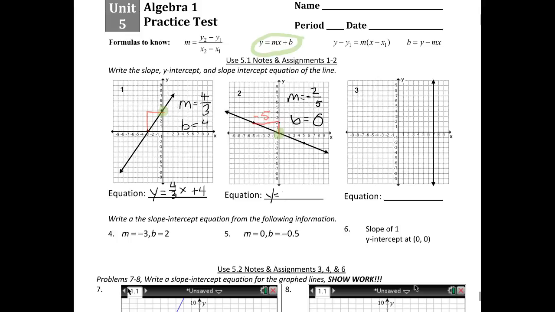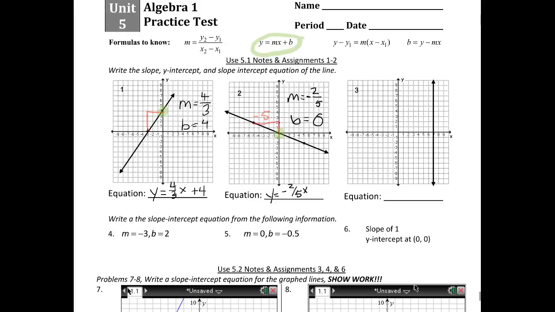y equals -2/5 x plus 0. Now, since it's plus 0, I don't need to write the 0, and that's my entire answer. y equals -2/5 x. Whenever you see a problem like this with no b value, it just means that your line is going through the origin.